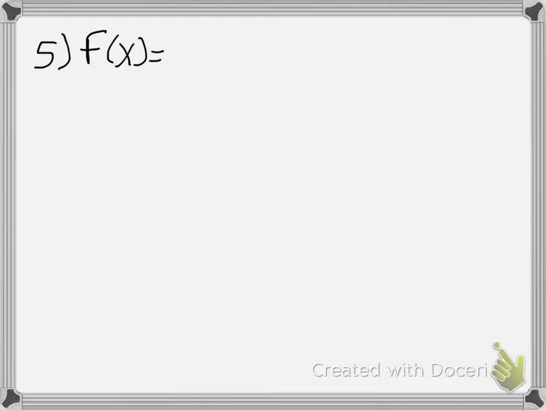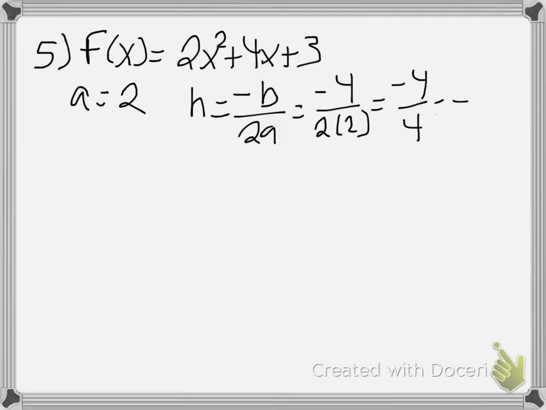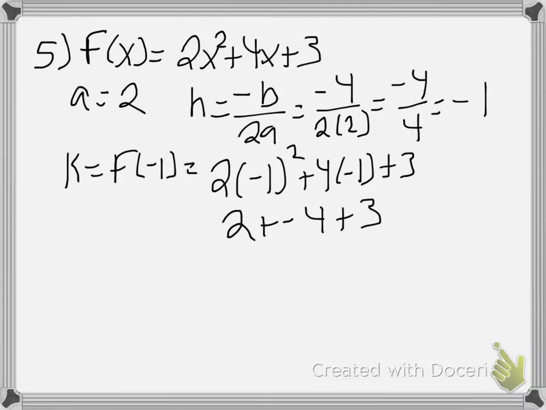F of x is equal to 2x squared plus 4x plus 3. Now we have a is equal to 2, all right, and we need to find our vertex. So h is equal to the opposite of b over 2a. So I've got negative 4 over 2 times 2, or negative 4 divided by 4, which gives me negative 1. K equals f of negative 1. So we plug that in, we get 2 times negative 1 squared plus 4 times negative 1 plus 3. Negative 1 squared is 1, so we get 2 times 1 is 2, plus negative 4 plus 3. 2 plus negative 4 is negative 2. Negative 2 plus 3 is 1. So our vertex is (negative 1, 1).